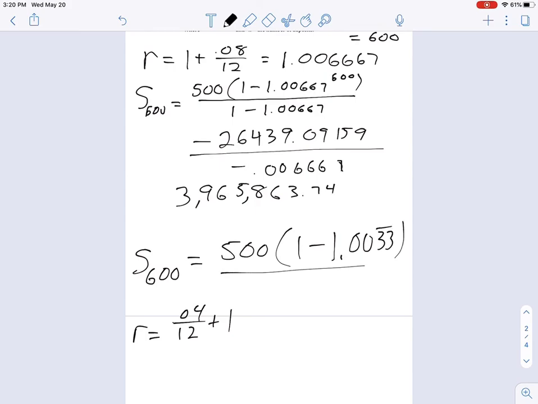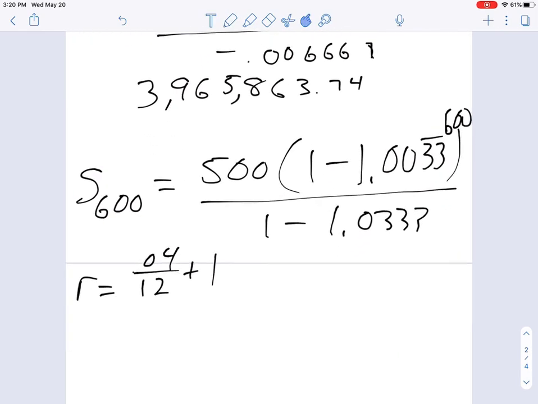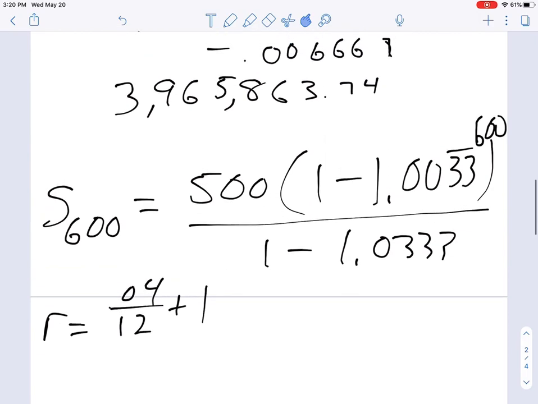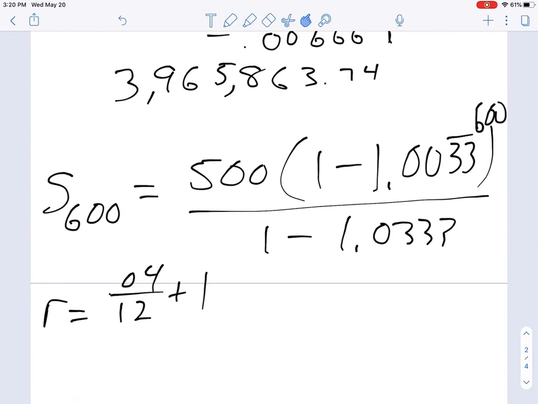Okay, over 1 minus 1.00333. Okay, what did I forget? Well, that N up there, that is to the 600. That's what's happening. That's big time. Okay, so let's look at our equation right now. Okay, so what's changed? The only thing that's changed between the 8% and the 4% is this right here. Well, I think we're going to see a pretty big change here in our answer.